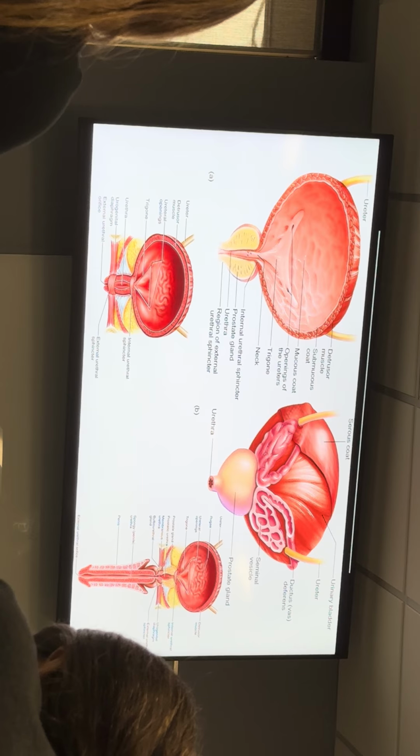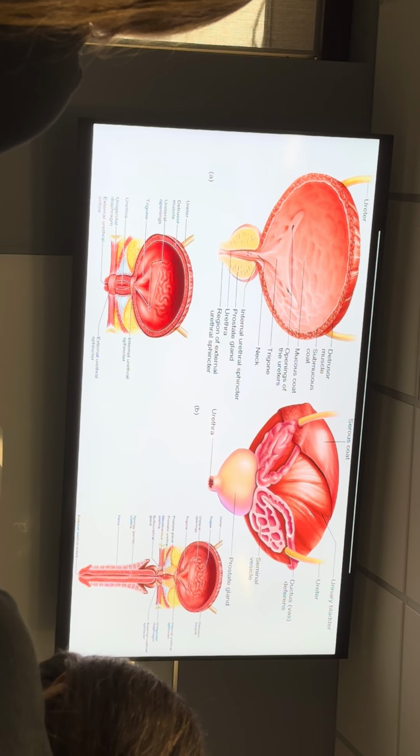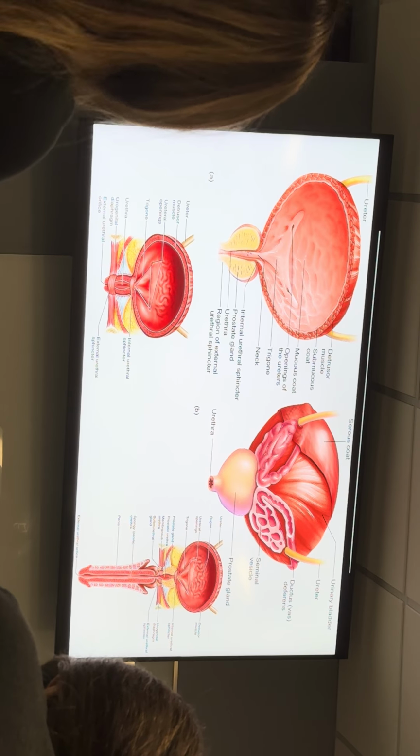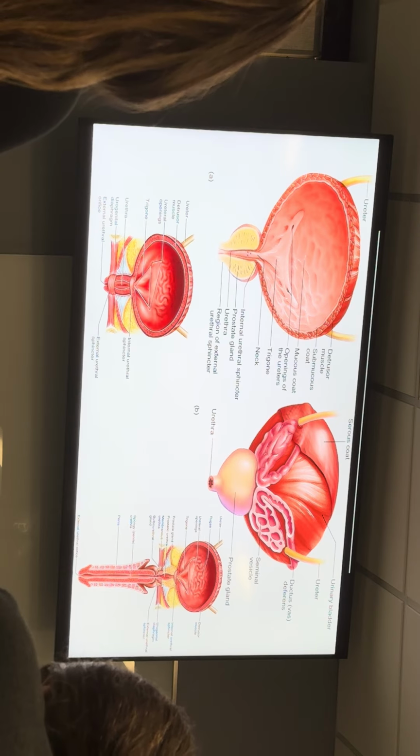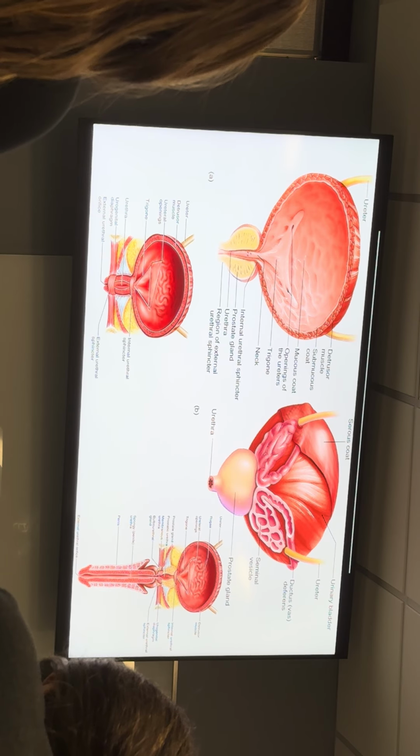The internal urethral sphincter constricts when a guy has emissions. Okay, so what will happen with a guy when he gets aroused is first he gets an erection. Your internal urethral sphincter can be open during erection.